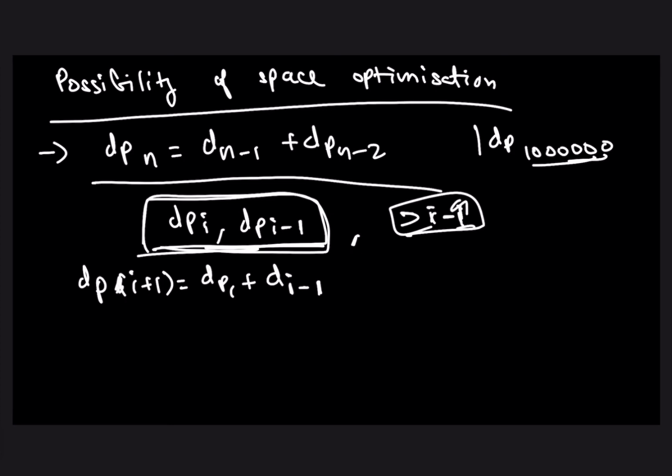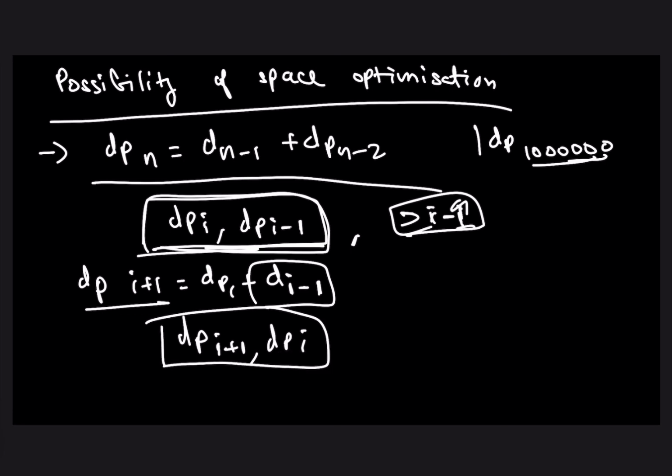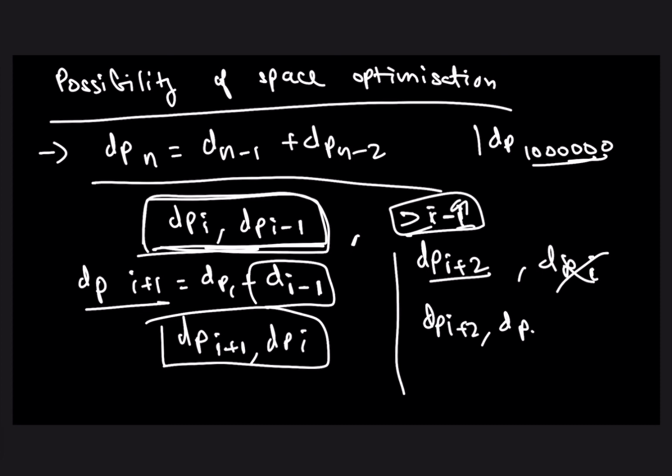Now, since I know the value of dp of I plus 1, I will remove dp of I minus 1 from the array, and at the end of this step I will know the value of dp of I plus 1 and dp of I. In the same way, in the next step I will compute the value of dp of I plus 2, and then delete dp of I from the array, and then I will know the value of dp of I plus 2 and dp of I plus 1. This will continue till I finally compute the value of dp of 10 to the power 6.